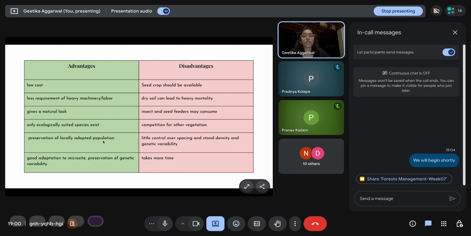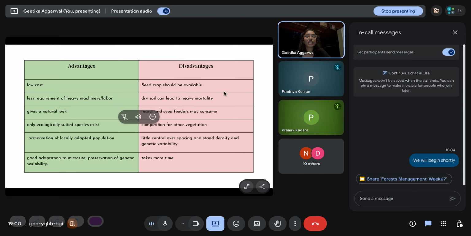Only the ecologically suited species will grow here, so you will not have a mismatch between the species that you're growing and the species that the area can support. Only those species will grow which are ecologically suited for the area. And you can preserve the locally adapted populations of plants and animals. And the microsite is a good place to preserve the genetic variability of that particular area.